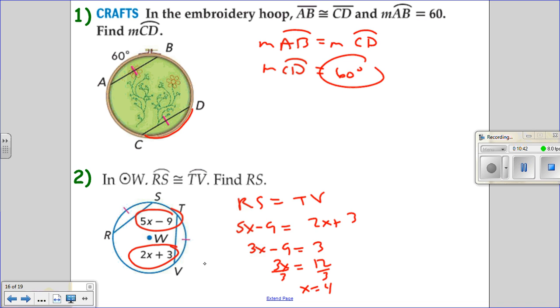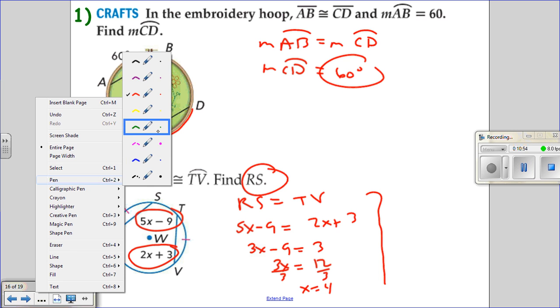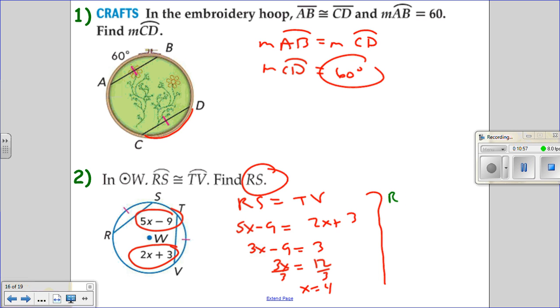Now, go back and read the question. Did it want us to find x? No, it wants us to find RS. But I need x to find RS. So now that I know what x is, I will substitute it in. So RS was 5x minus 9, so that's 5 times 4 minus 9. 5 times 4 is 20, and 20 minus 9 is 11. So RS is equal to 11. It doesn't provide the actual unit, so we could just say 11 units.